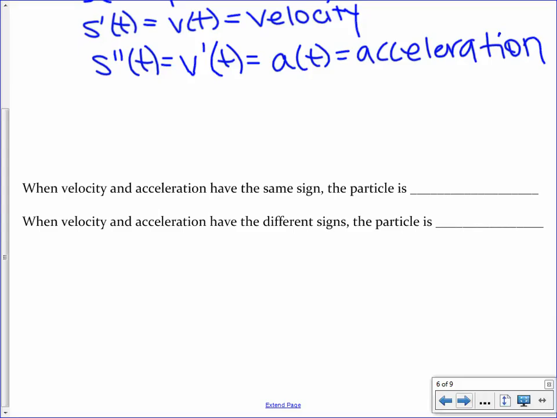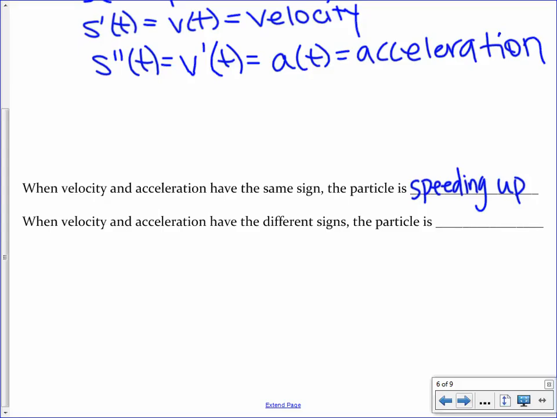Now what about if we are moving to the left and we are accelerating to the left? You're speeding up. If your velocity and acceleration are going in the same direction, whether it's positive or negative, you're speeding up. So if your velocity and acceleration are both positive, or both negative, you're speeding up. However, if you are moving left and accelerating right, it's called braking.